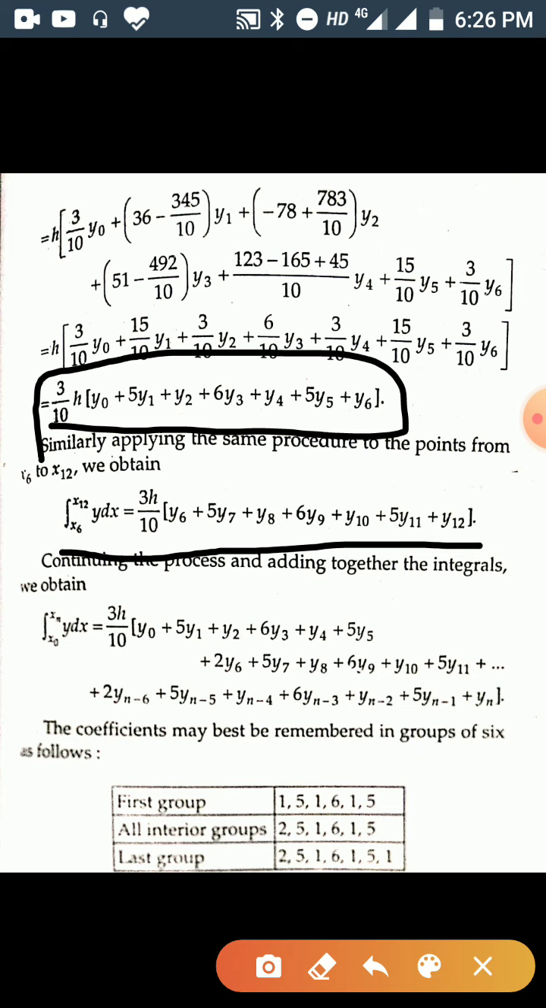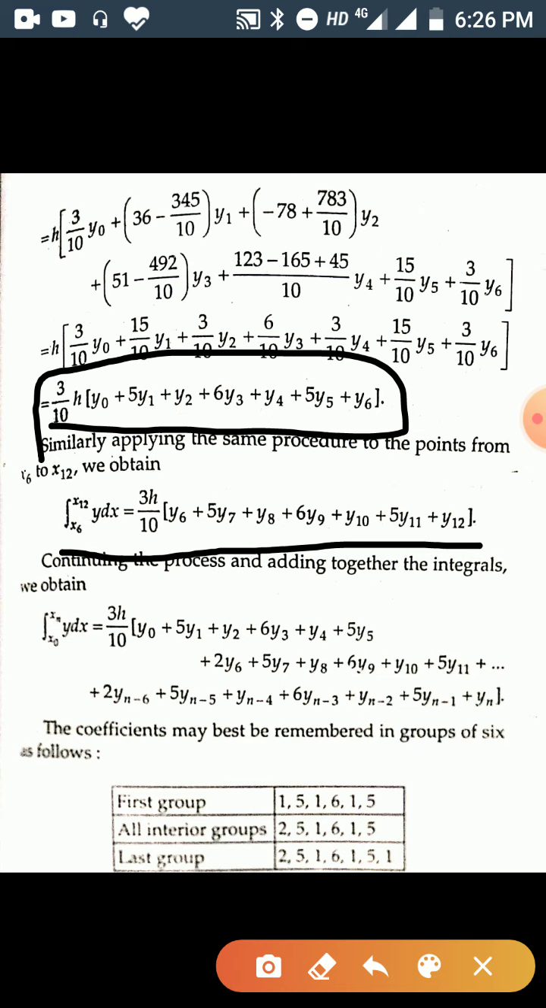y7 plus y8 plus 6 y9 plus y10 plus 5 y11 plus and so on, 2 yn minus 6 plus 5 yn minus 5 plus yn minus 4 plus 6 yn minus 3 plus yn minus 2 plus 5 yn minus 1 plus yn]. For remembering, the coefficients may be best put in groups of 6 as follows.